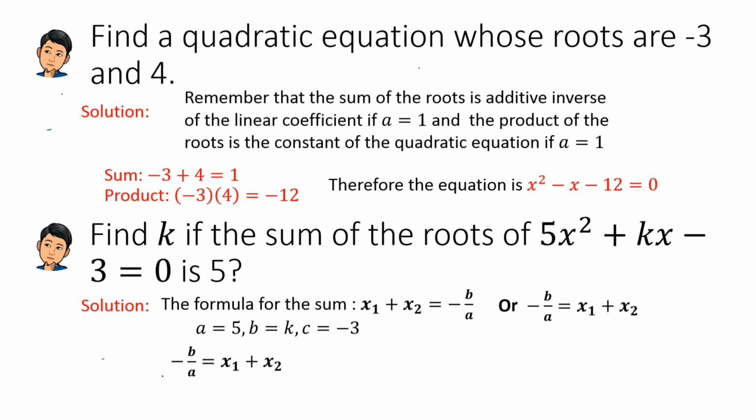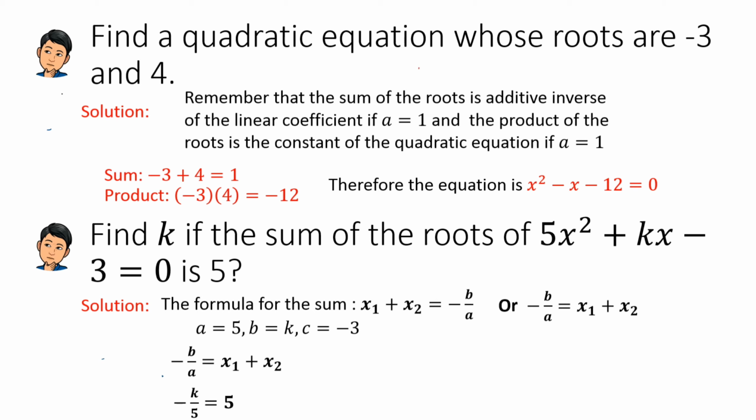Then we will substitute these values of a and b in the formula to get the sum. So negative b over a equals x sub 1 plus x sub 2, yung formula natin. So papalitan natin yung x sub 1 plus x sub 2, it represents the sum. And ang sum ay given, 5. So instead of writing x sub 1 plus x sub 2, we'll replace this by 5. And the value of b is k, and the value of a is 5. Okay, so you have negative k over 5 equals 5.